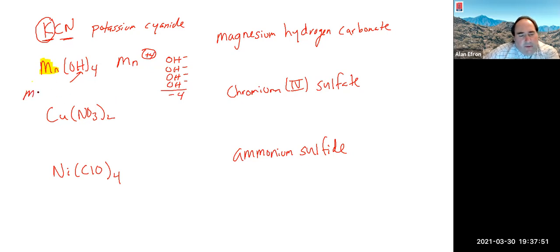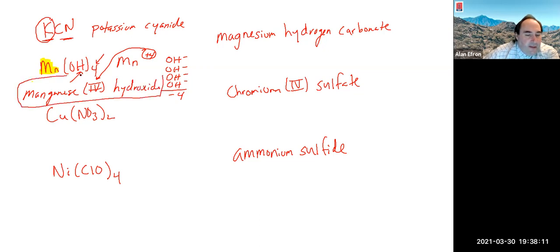We would use the whole name here, manganese, Roman numeral 4 for the charge. Even though we have 4 of these hydroxides, that has no effect on the name. We just use the whole name of the polyatomic ion, which would be hydroxide in this case. Any questions on that there?